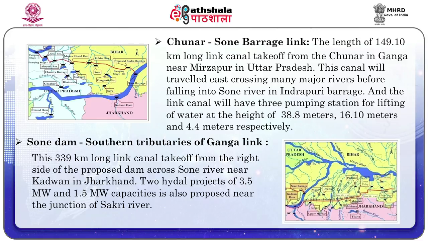Son Dam, southern tributaries of Ganga Link canal take off from the right side of the proposed dam across Son River near Kadwa in Jharkhand with a total length of 339 kilometers long. It travels east and joins Bhadua rivers. The hydel power project of 3.5 megawatt and 1.5 megawatt capacity is also proposed near the junction of Sakri rivers.